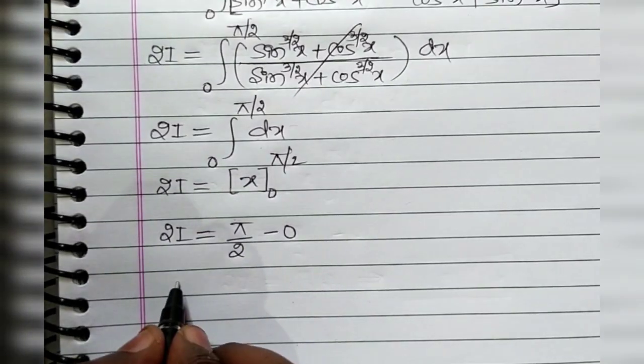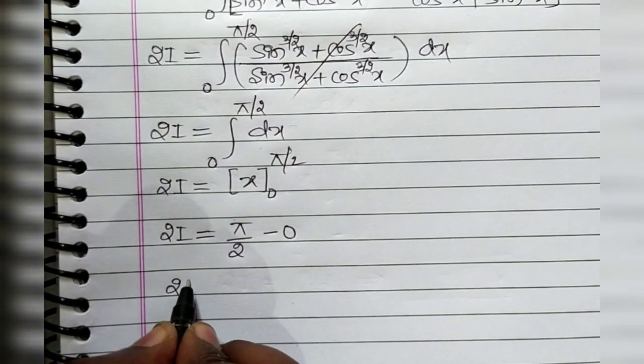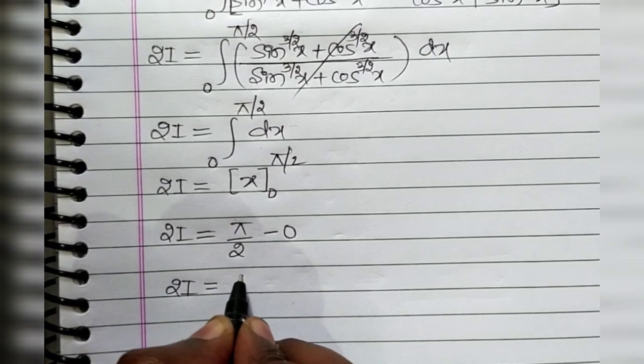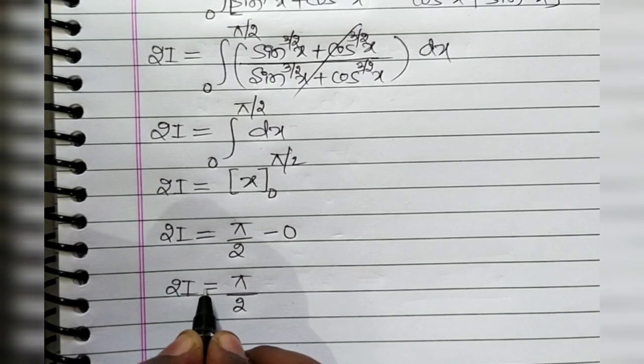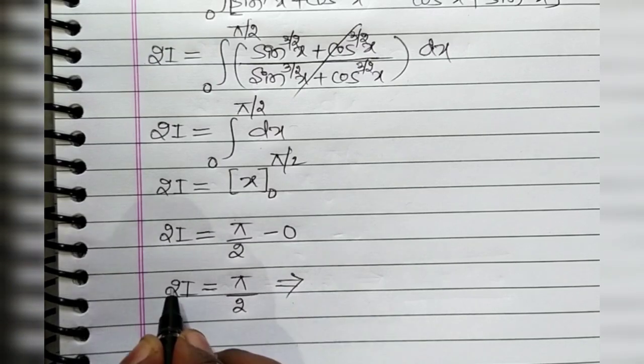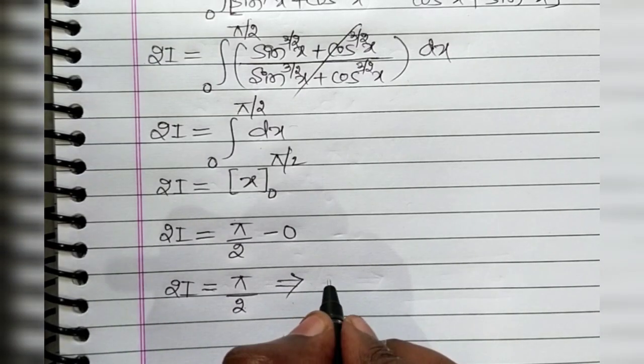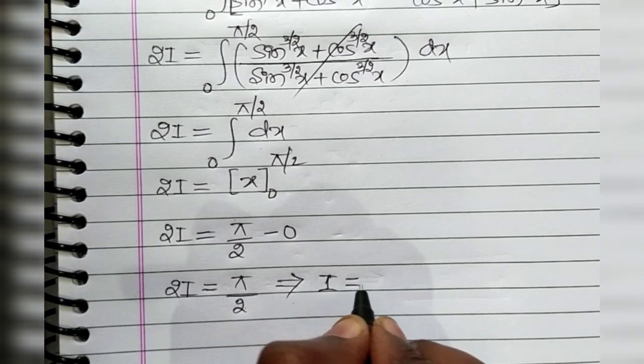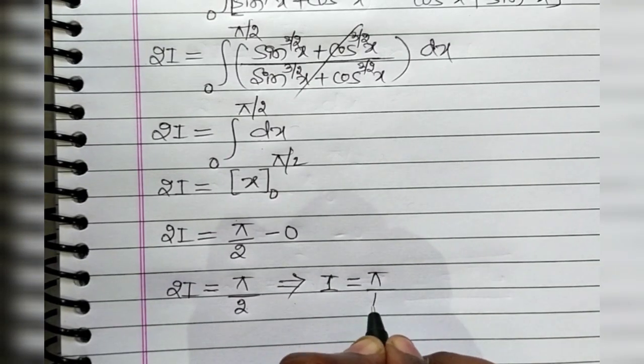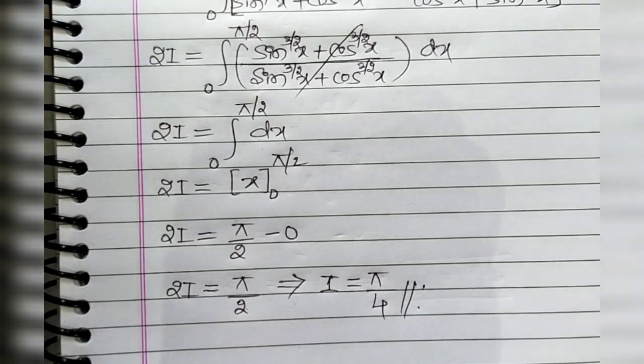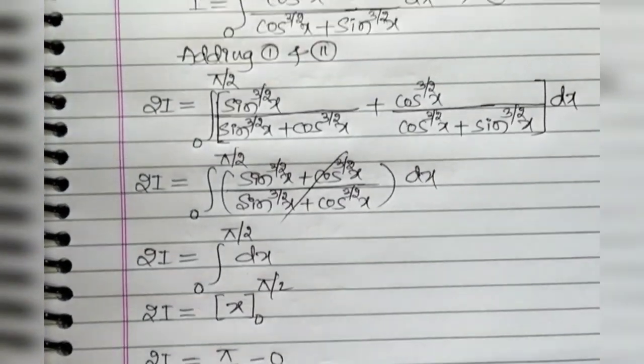So now 2I is equal to pi by 2 minus 0, it is pi by 2. Now you take 2 to the RHS, it will be multiplied with 2, we get 4. So I is equal to pi by 4. So this is the final answer for the third problem.